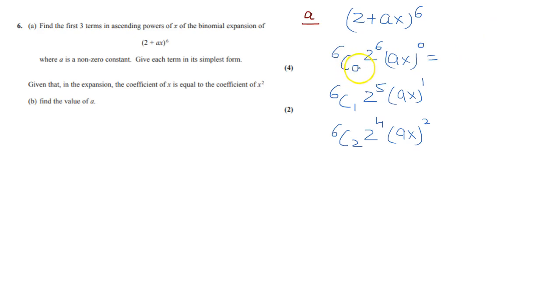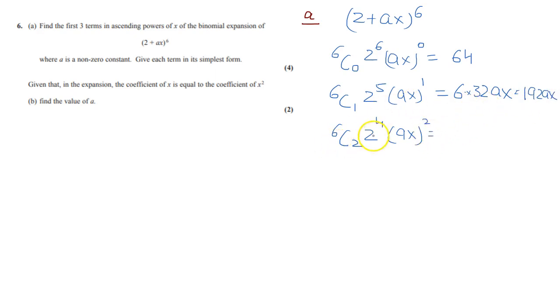6c0, if you use your calculator, that is 1. So 2 to the power 6. This is also 1, this is also 1. So 2 to the power 6 is 64. 6c1 is 6. 2 to the power 5 is 32. ax. So that is 192 ax.